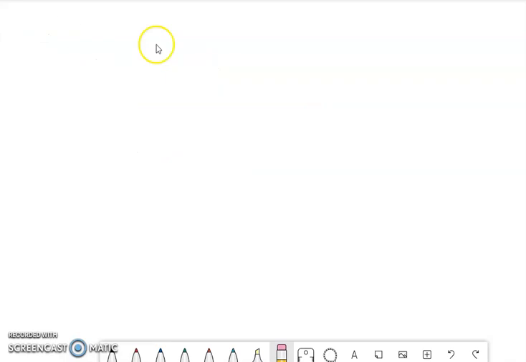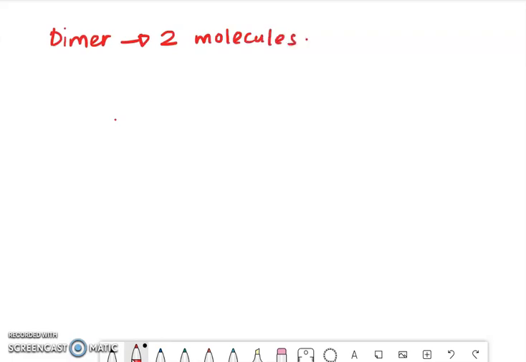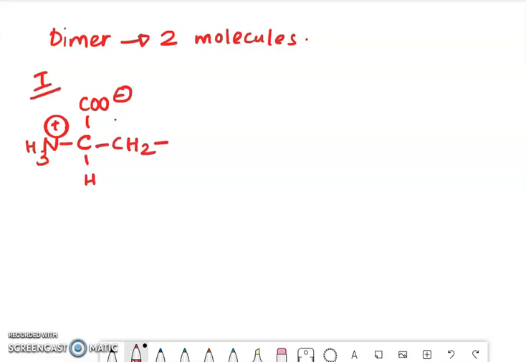Okay. Dimer means they involve two molecules, right? So first we can draw the first cysteine molecule. How can we draw it? First draw carbon, then amino group, carboxyl group, hydrogen, then the R group. Here the special group involved is sulfhydryl.